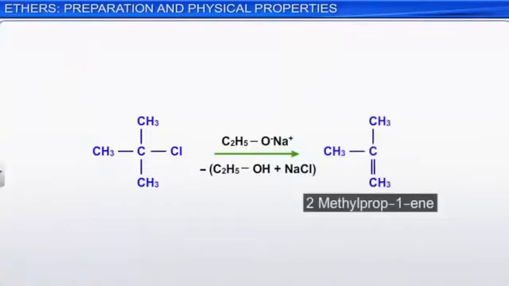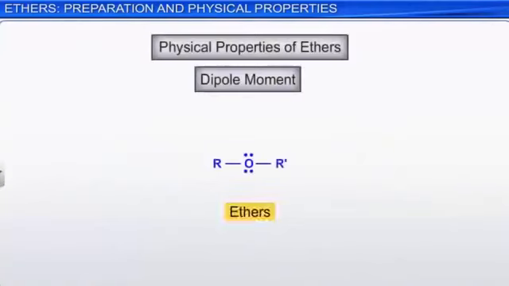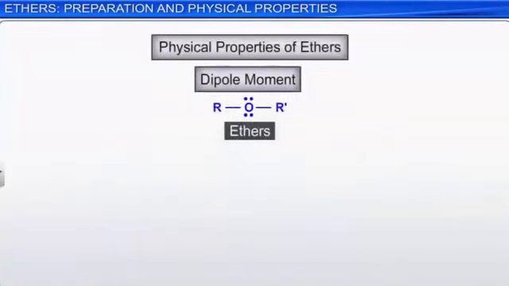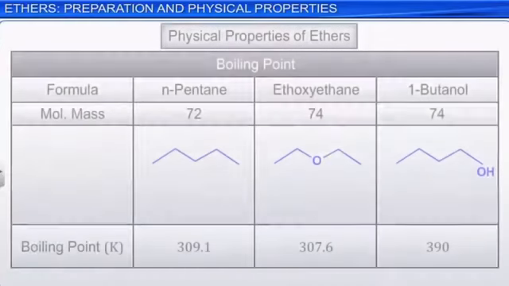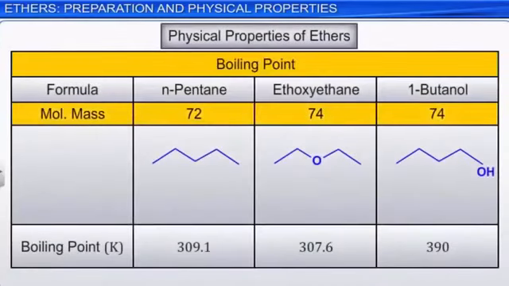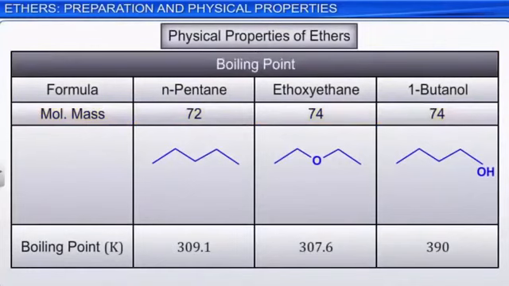Let's consider the physical properties of ethers. Ether molecules have a net dipole moment. The carbon-oxygen bonds are less polar and arranged in space such that the dipoles do not cancel. However, ethers cannot participate in intermolecular hydrogen bonding with other ether molecules. The boiling points of ethers are similar to the boiling points of alkanes with comparable molecular masses. For example, n-pentane and ethoxyethane have very similar boiling points.